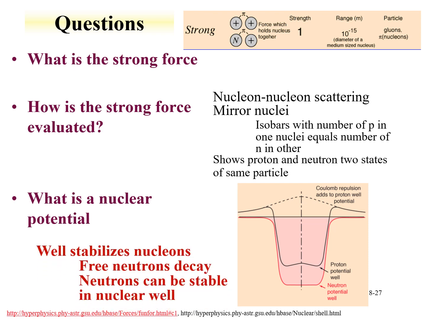And what is a nuclear potential? As shown here, here's an example of a potential well in which nucleons sit in a nucleus. There's slight differences between the proton and the neutron potential. That has to do with charge. And this well stabilizes nucleons. And as we know as an example, free neutrons decay. They have a half-life on the order of 14 minutes. However, neutrons can be stable in a nuclear well.